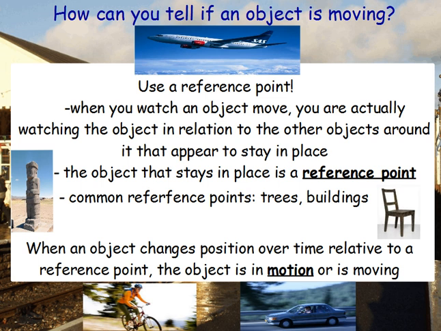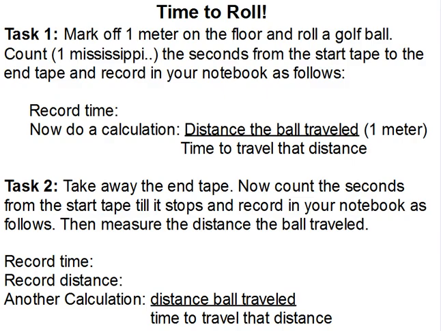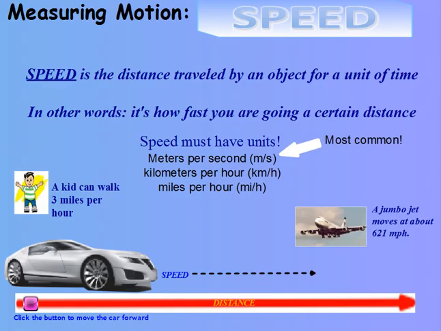Now with motion, we have several ways we can measure it. Most of these words you've probably heard before. We're going to be talking about speed, velocity, and acceleration. All three ways to measure motion. The first way we're going to talk about measuring motion is this thing called speed.